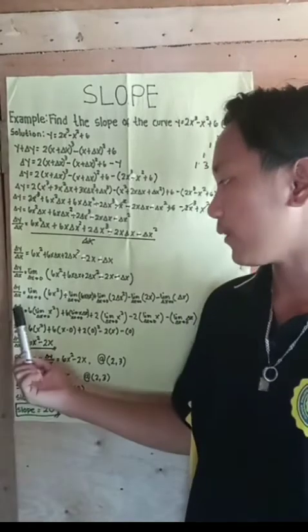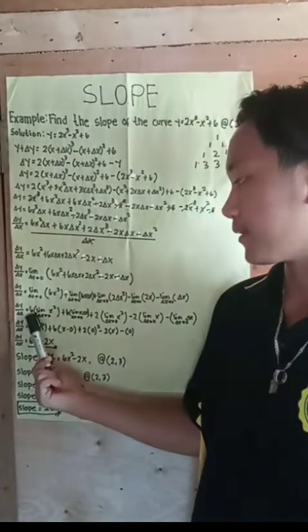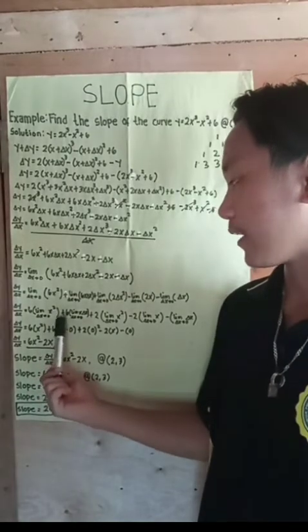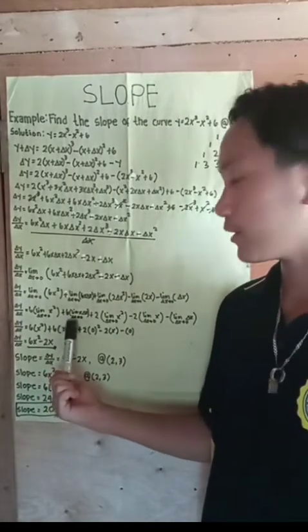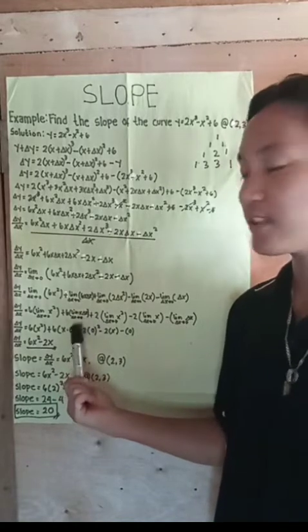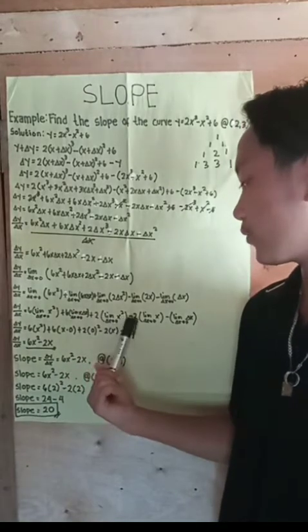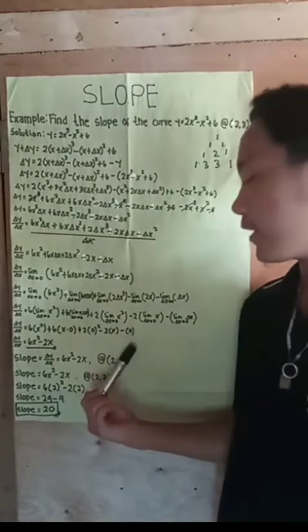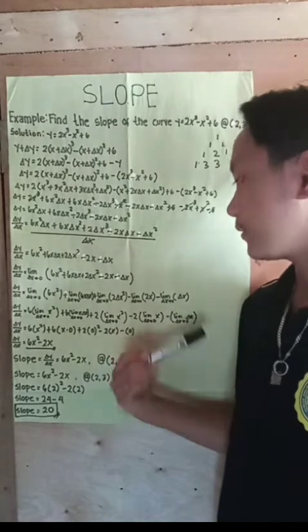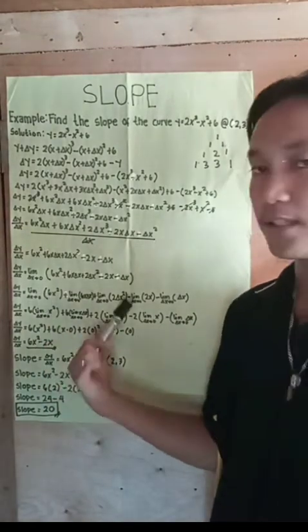Next, delta y over delta x equals 6 times the limit as delta x approaches 0 of x squared, plus 6 times the limit as delta x approaches 0 of x delta x, plus 2 times the limit as delta x approaches 0 of x squared, minus 2 times the limit as delta x approaches 0 of x, minus the limit as delta x approaches 0 of delta x. Murag ipagawas ra ang ilang mga base numbers.